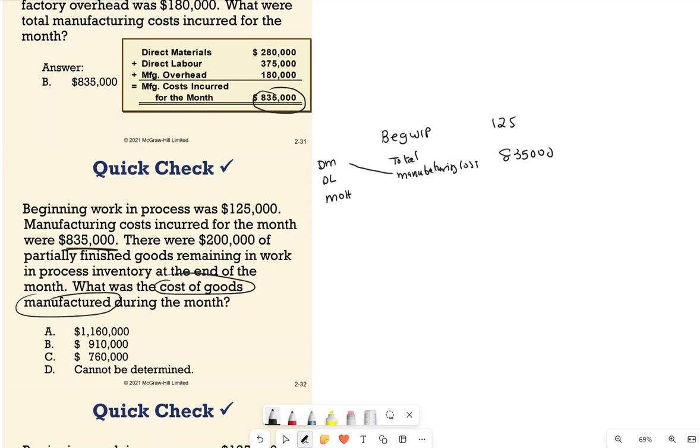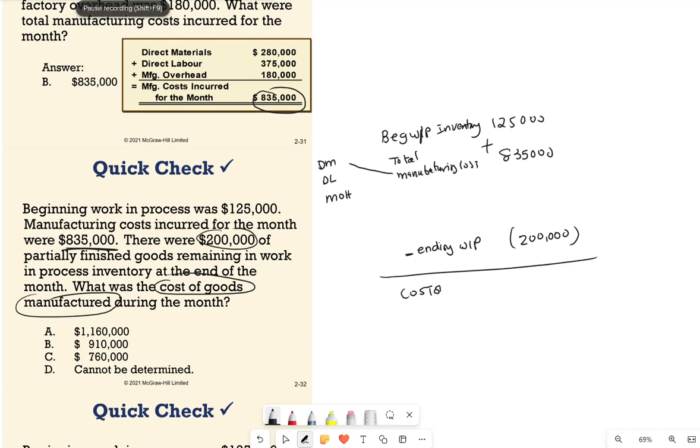Beginning WIP inventory, WIP stands for work in process inventory. That is your 125,000 plus my total manufacturing cost. And then they said there were 20,000 of the inventory that still remained. So we know that we have to subtract the ending work in process. That is your 200,000 that we needed to subtract, and that will give me cost of goods manufactured.